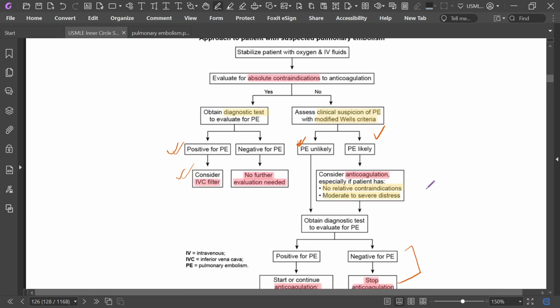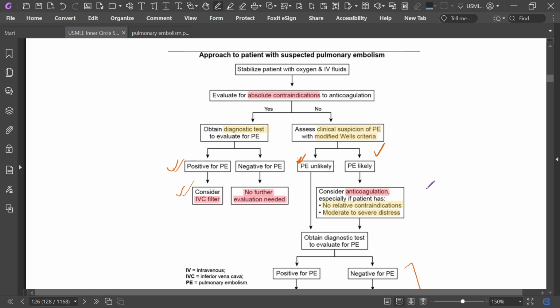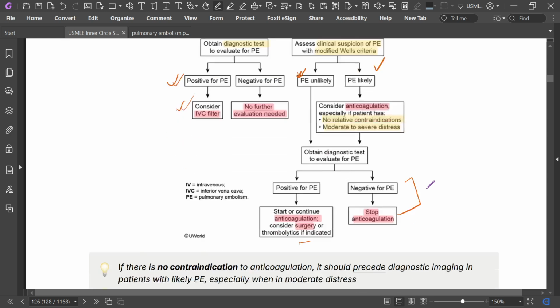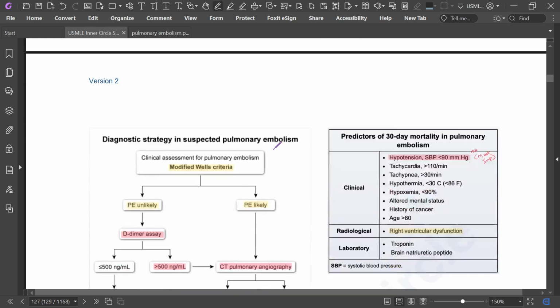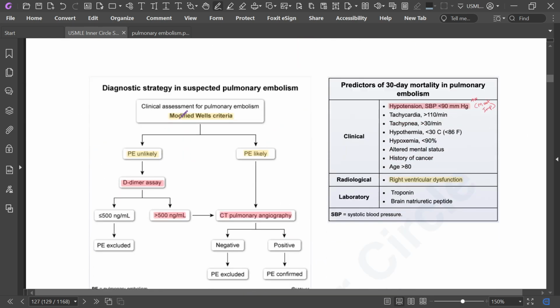So this is the actual flowchart, how we can go about suspicion of a patient with pulmonary embolism. Okay, if there is no contraindication to anticoagulation, it should precede diagnostic imaging in a patient with likely PE, especially when in moderate distress. Okay, this is the modified.